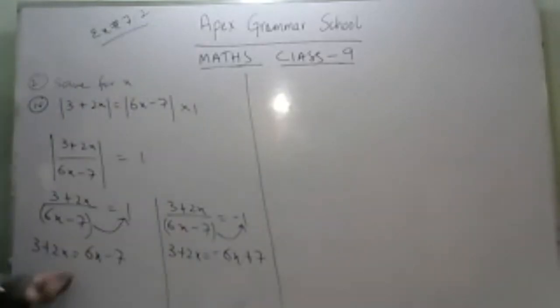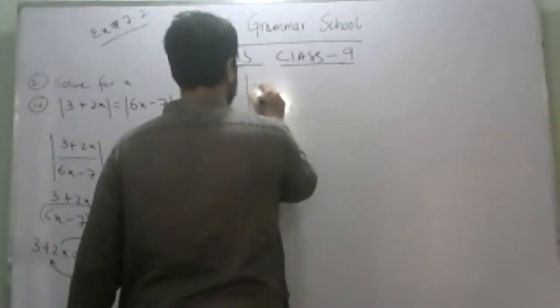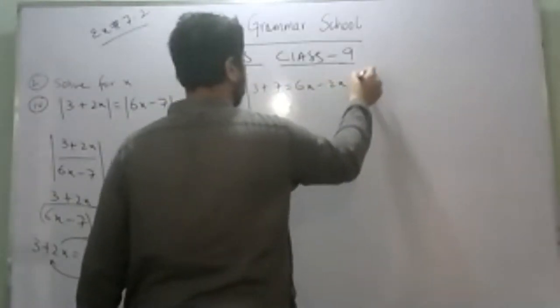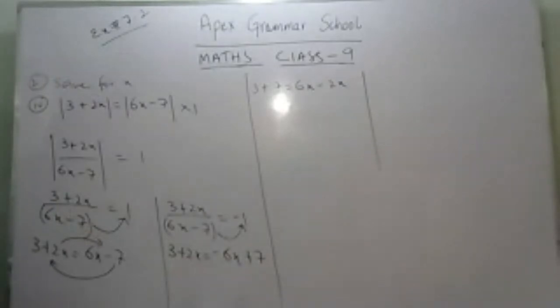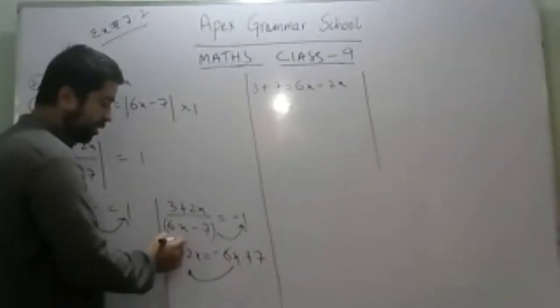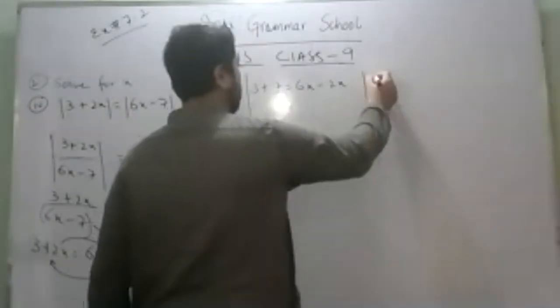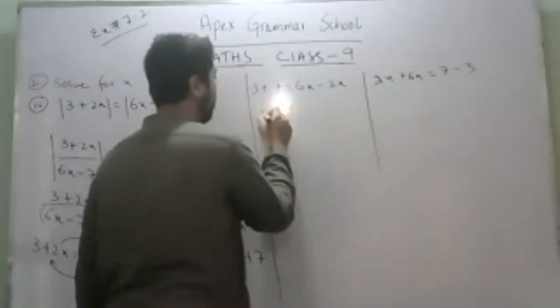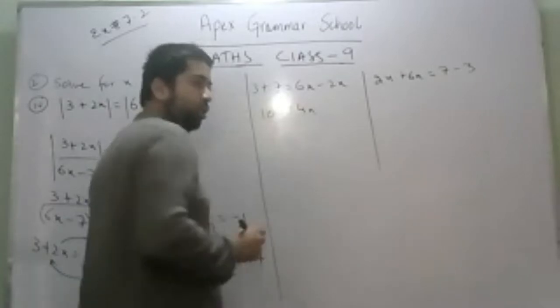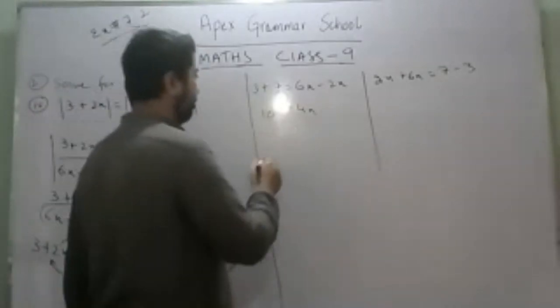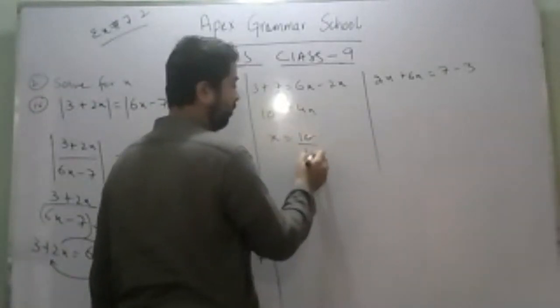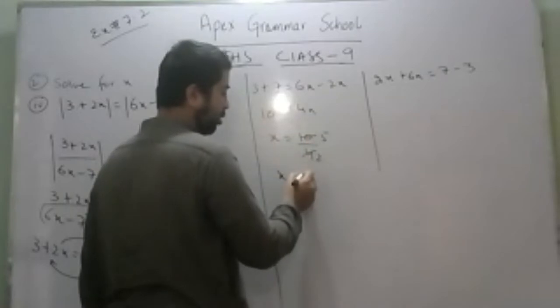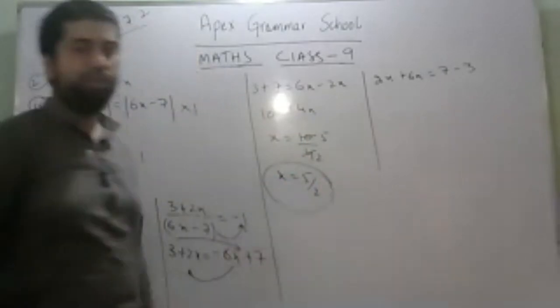Now, let all the values relevant to x be on one side and the others on the other side. It will make 3 plus 7 is equal to 6x minus 4x. On the other side, minus 6x will be positive there and 3 will be negative there. 2x plus 6x is equal to 7 minus 3. It will make 10 is equal to 4x. 4 will be divided on the right hand side. So x is equal to 10 divided by 4. 2 2s are 4 and 2 5s are 10. So we have the first value of x, that is 5 by 2.